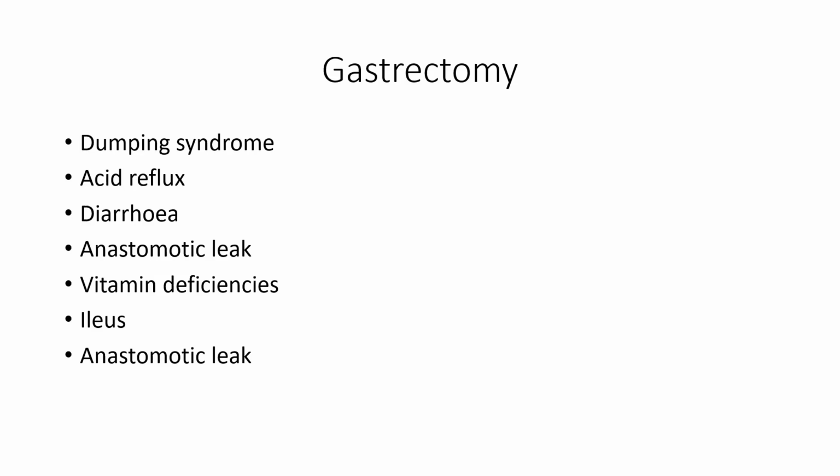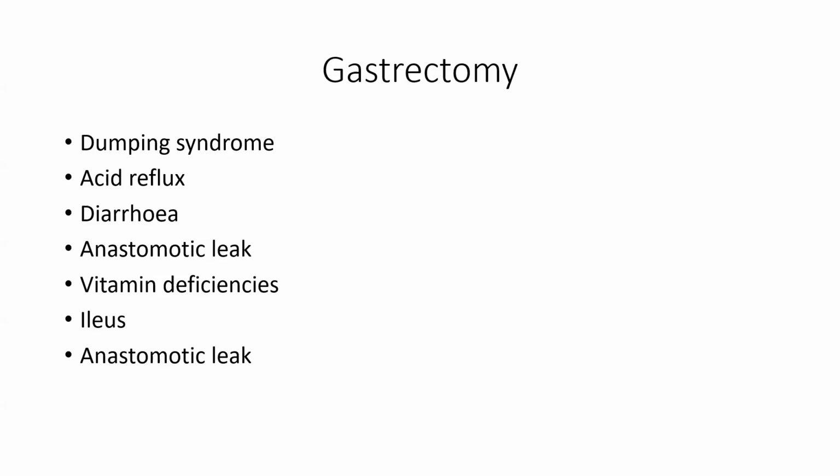Another complication which we face is acid reflux and diarrhea and anastomotic leak. For any kind of anastomotic leak, we have to monitor the vitals of the patient and see whether there's any tachycardia or any other features of sepsis. If there's any significant features, then we have to re-explore and correct the defect. There can be vitamin deficiencies in the patient, and also there can be ileus.